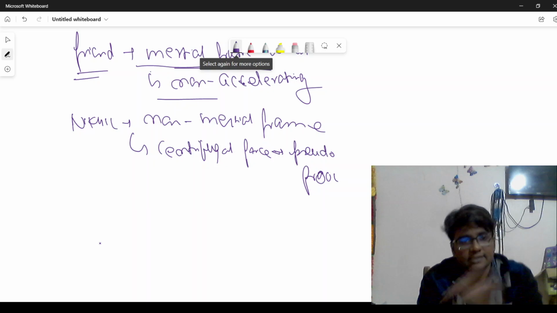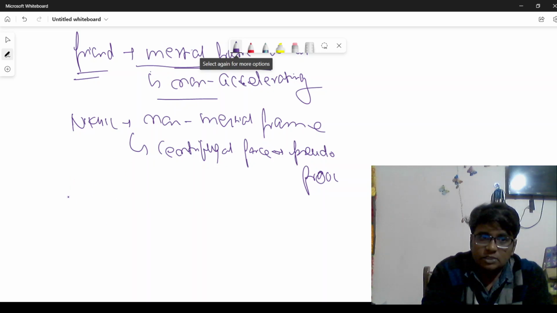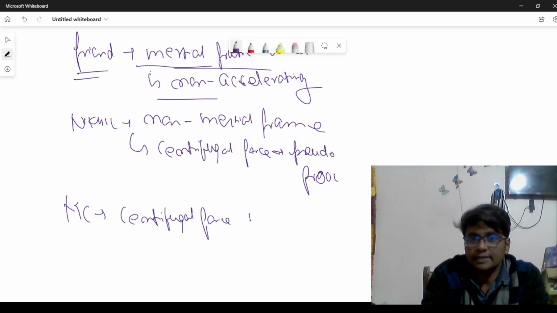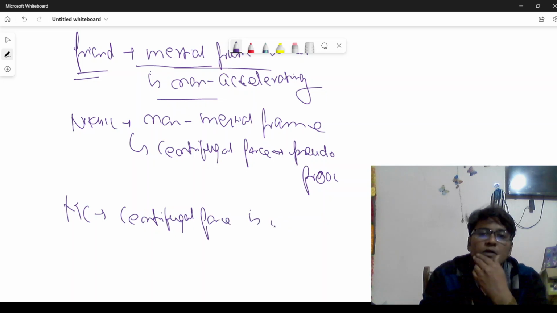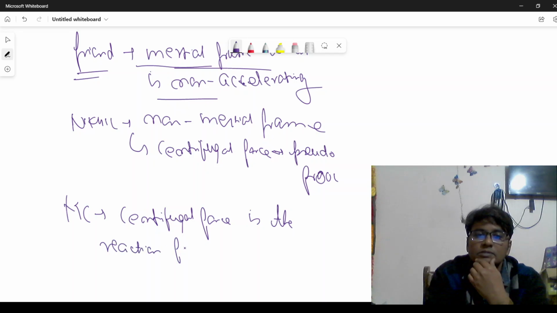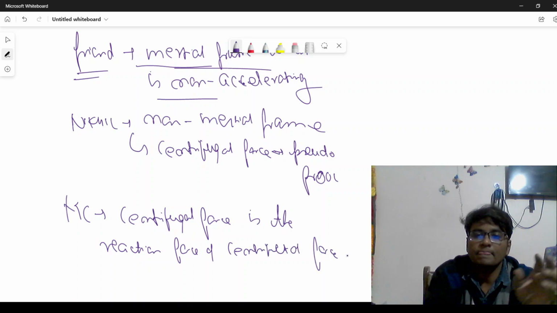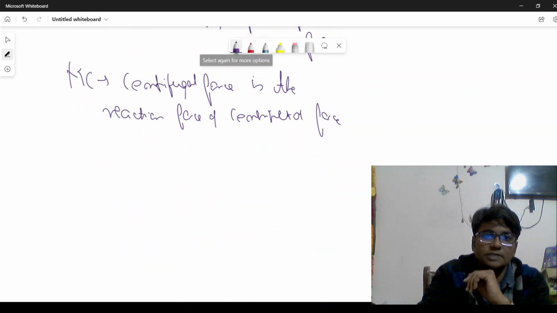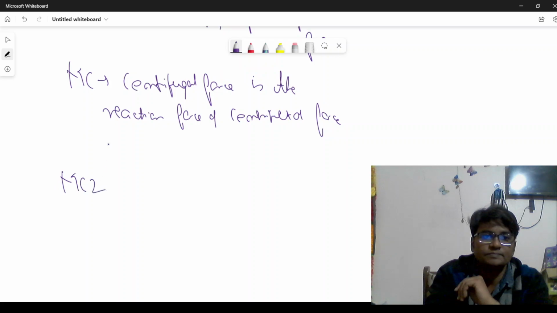Okay, fine. The second thing is that we usually have one misconception, that the centrifugal force is the reaction force of the centripetal force. This is wrong. Second misconception too.